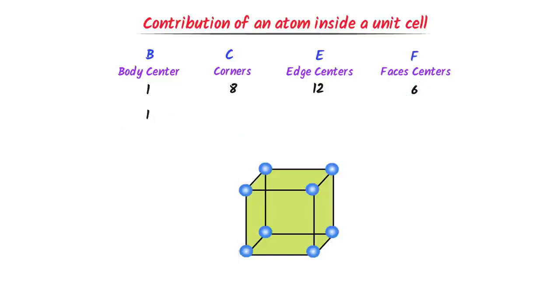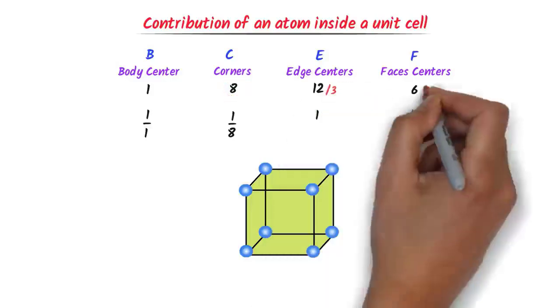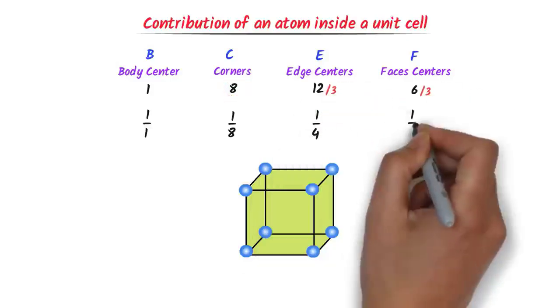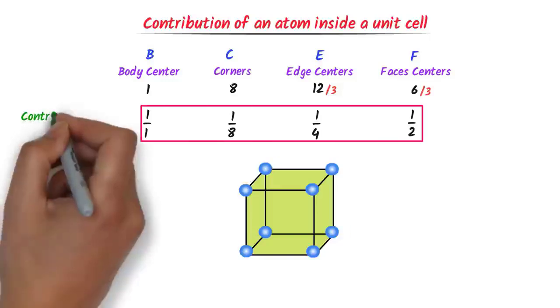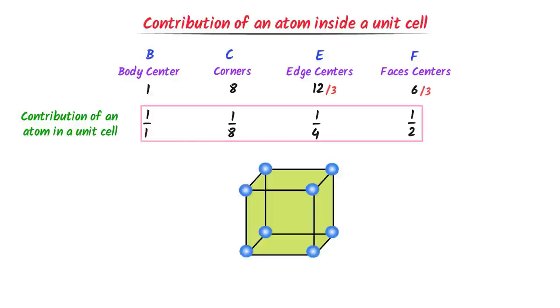Secondly, I write 1, 1, 1. Now I write this 1 as it is in the denominator. I also write this 8 as it is in the denominator. Now I divide 12 and 6 by 3. I get 4 and 2 and I write them in the denominator. Remember that these numbers show the contribution of atoms in a unit cell.